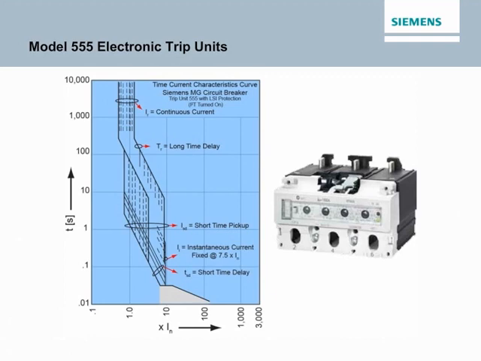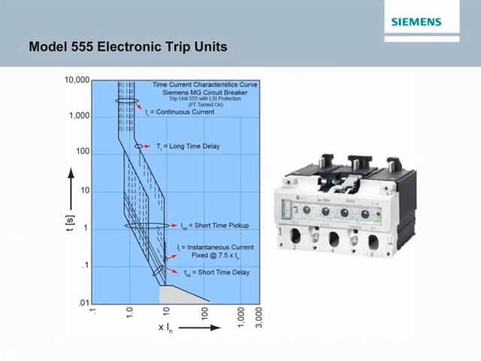Model 555 electronic trip units allow the user to adjust a circuit breaker's time current curve to provide optimal protection and avoid nuisance tripping. Model 555 trip units are available with multiple maximum continuous current ratings. For example, MG frame circuit breakers can be equipped with a 600 or 800 amp Model 555 trip unit. Which protective functions are provided by a Model 555 trip unit depends on the trip unit version. Model 555 trip units may be ordered with LI, LSI, LIG, or LSIG functions.